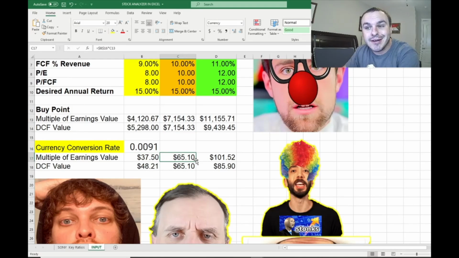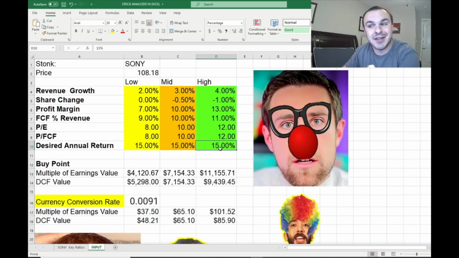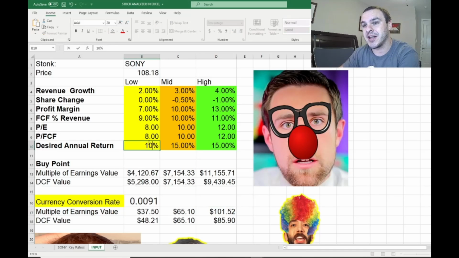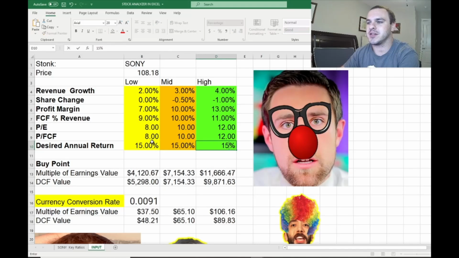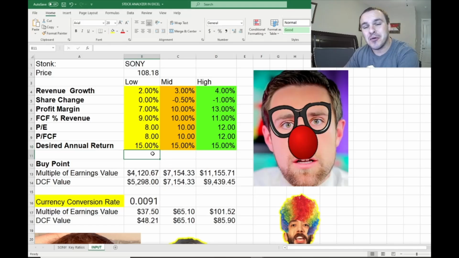So as you can see right here, the stock's trading for 108, and if you want a 15% return, none of the numbers hit that. It's all red. If you wanted to get a 10% return, okay, it's potentially a buy if you believe these high assumptions. 4% revenue growth, 1% share buyback, 13% profit margin, 12 PE. I mean, that's reasonable. That's not crazy. But you're not going to get this banger return with Sony, okay? It all depends on what you want. But for me, if I'm going to buy an individual stock, I want to be rewarded handsomely for taking the additional risk of not buying the index or buying every company in the world. So I'm not buying Sony.